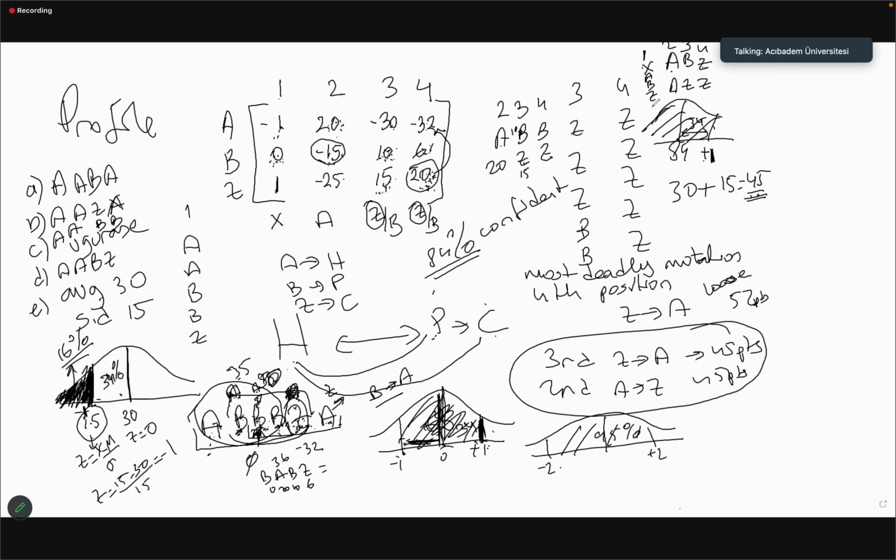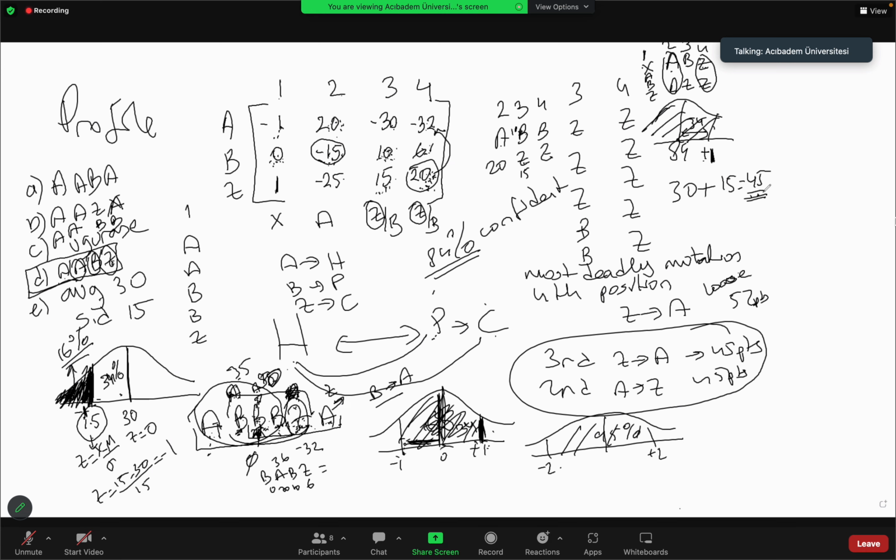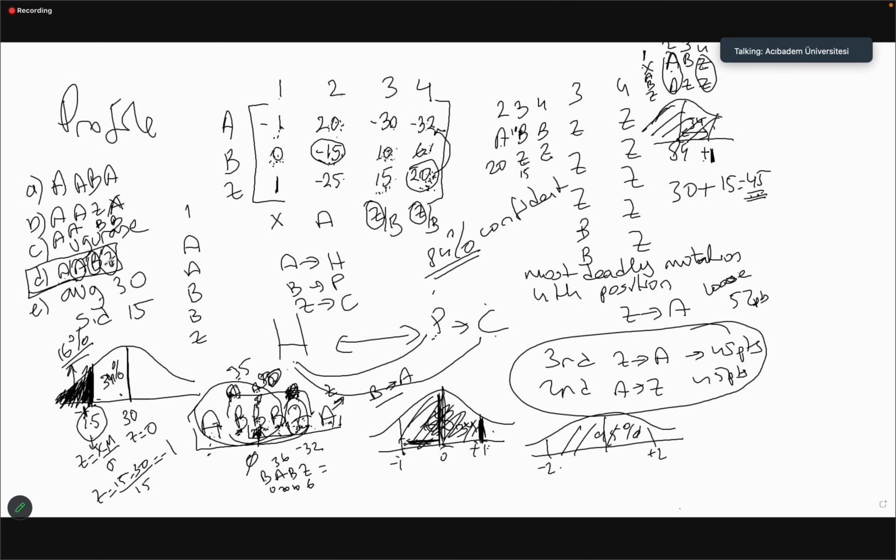So here it has to fit into these motifs. A at second position and Z at the fourth position. And only this has A at second position and Z at last position. And the third position should be B or Z. And the first position doesn't count. So if you have this motif, your profile score is over 45 and you are 84% confident. So I can ask you which one of the given motifs you should have so that you are at least 84% confident of uberase activity.